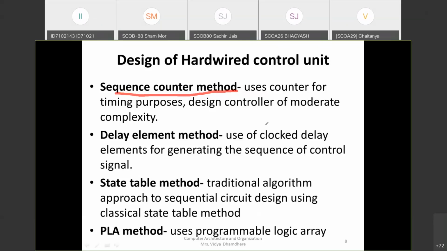In the delay element method, it uses the clock as a delay element, which is mainly used for generating the sequence of the control signals. And the third type is the state table method. This state table method is the traditional method, which uses the approach to sequential circuit design as well as the state table representation.